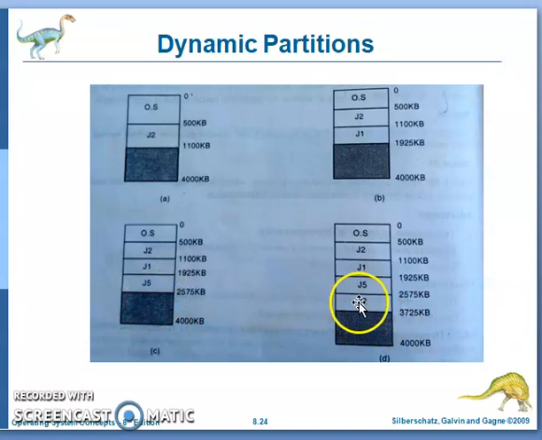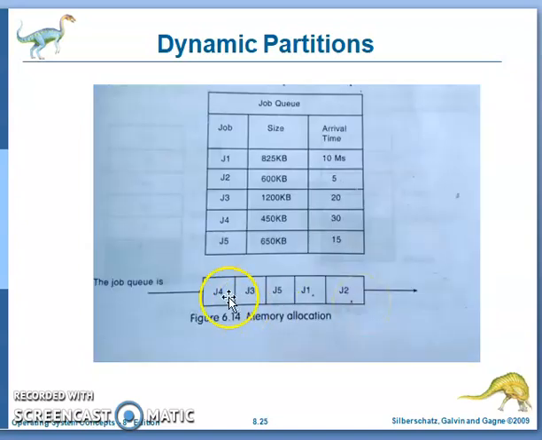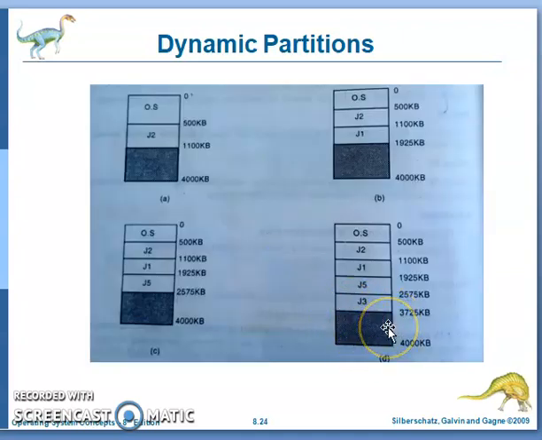Job 3 is occupied after job 5, from 2575 to 3725. Thus free space is 3725 to 4000. That means around 275 KB is available, but the last process, job 4, is 450. That will not be accommodated here. Job 4 has to wait until the required space is available.